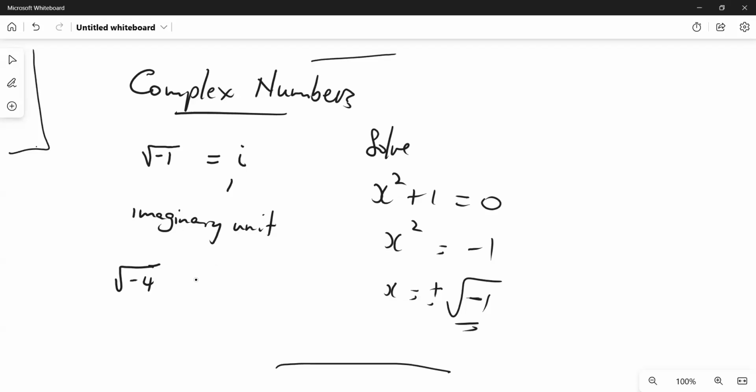I like it there. Yeah, so the square root of negative 4, you can think of it as the square root of 4 multiplied by negative 1, which turns out to be the square root of 4 times the square root of negative 1, which is 2 times the square root of negative 1, that is, 2i.